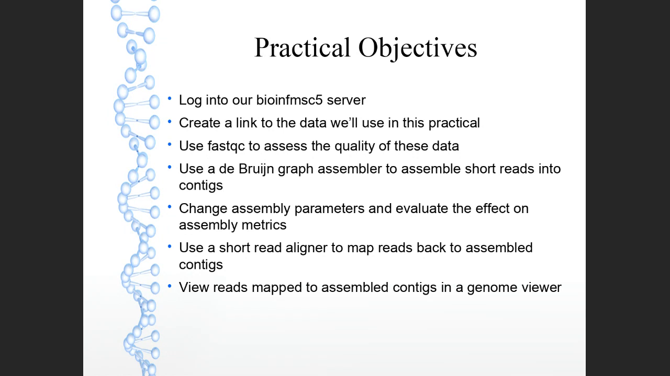We'll then play around with those assembly parameters and see what effect those parameters have on the number of contigs we get and the length of those contigs, and essentially how good an assembly we've made. We'll then use an aligner to map our reads back to assembled contigs. This means we can go back and look at where our reads map to with a genome viewer called IGV.